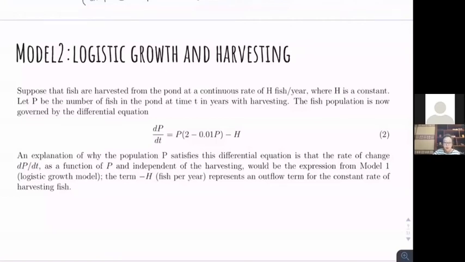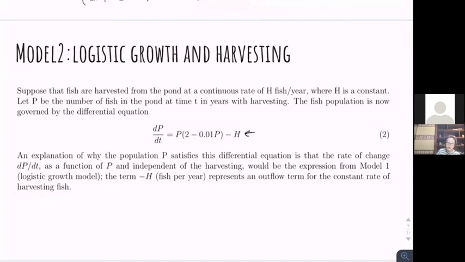Model 2 is logistic growth and harvesting. Suppose that fish are harvested from the pond at a continuous rate of H fish per year, where H is a constant. Let P be the number of fish in the pond at time t in years with harvesting. The population is now governed by the differential equation below, right here. An explanation of why the population P satisfies this differential equation is that the rate of change dP over dt as a function of P, independent of the harvesting, would be the expression from Model 1. The term H represents an outflow term for the constant rate of harvesting fish.